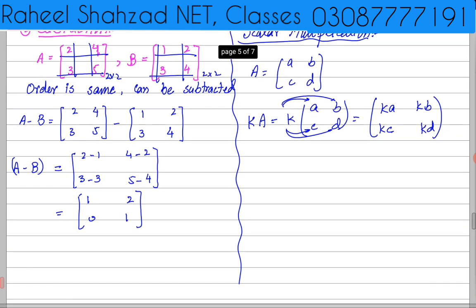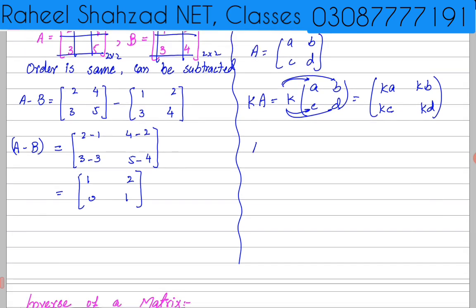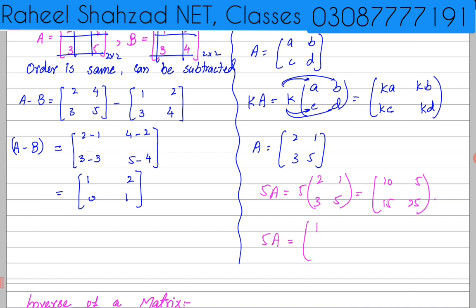For example, we have a matrix A, let it be 2, 1, 3 and 5, right? If they ask you to multiply 5A, that's going to be 5 times 2, 1, 3 and 5, which makes it 10, 5, 15 and 25. So this will be 5A, that is 10, 5, 15 and 25.